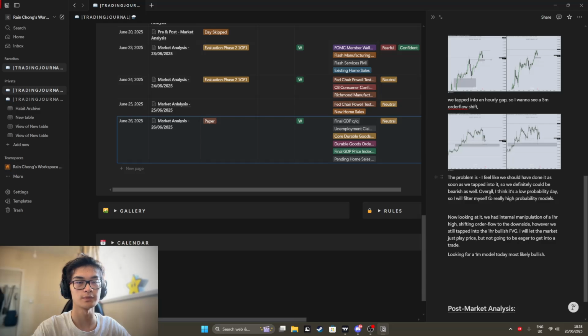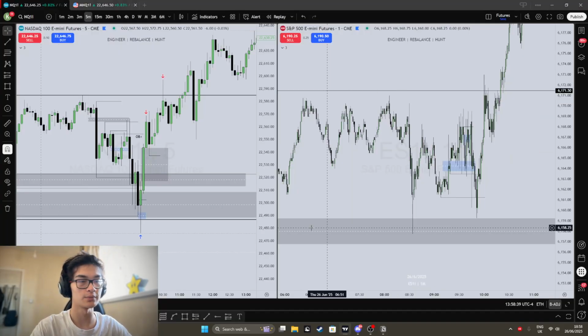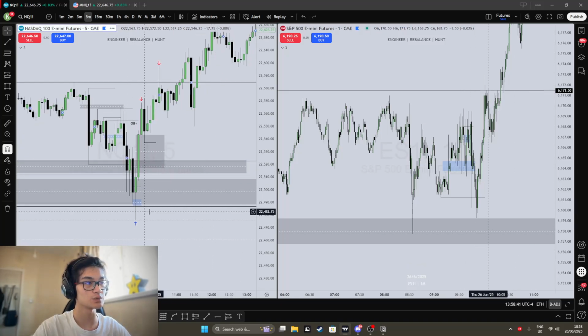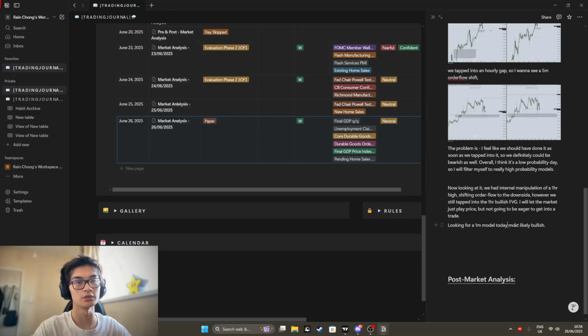So I definitely could be bearish. Overall, I think it's a low probability day. It was a low probability day. I filter myself to really high probability models, and this was the high probability model, but the framework never showed up. So I'll let the market display price. I was patient today. Like a 1-minute model, most likely bullish.